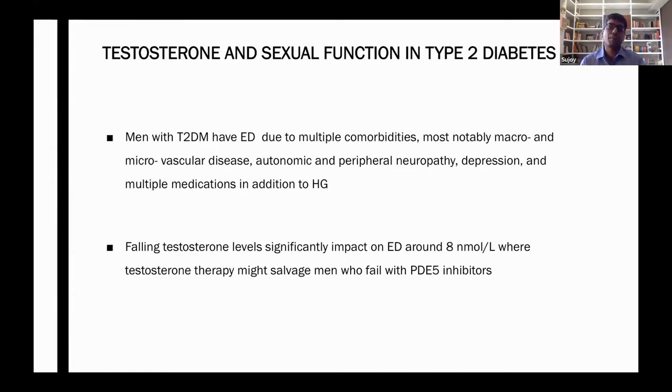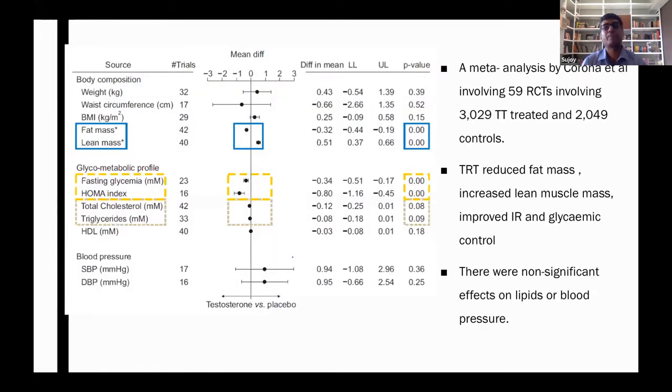Now, we've got to remember that the relationship between testosterone levels and sexual dysfunction is very, very dodgy and dicey. You might have a significant proportion of people with erectile dysfunction, arousal disorders, wherein the testosterone level might be absolutely fine, whereas you might have individuals with very low testosterone levels with no changes or no symptoms in terms of sexual function and erectile dysfunction.